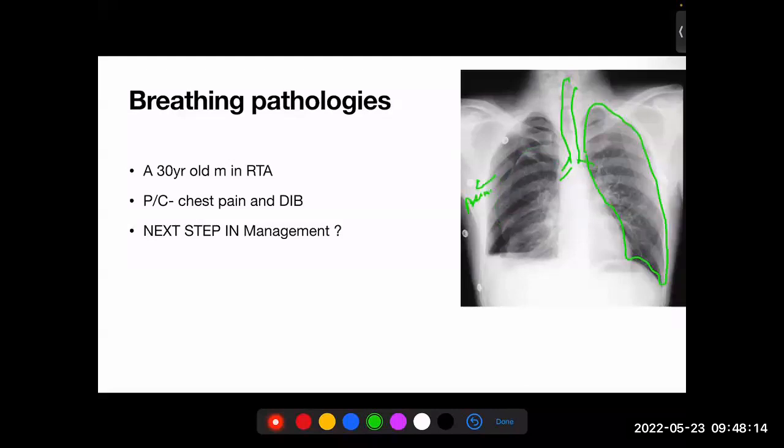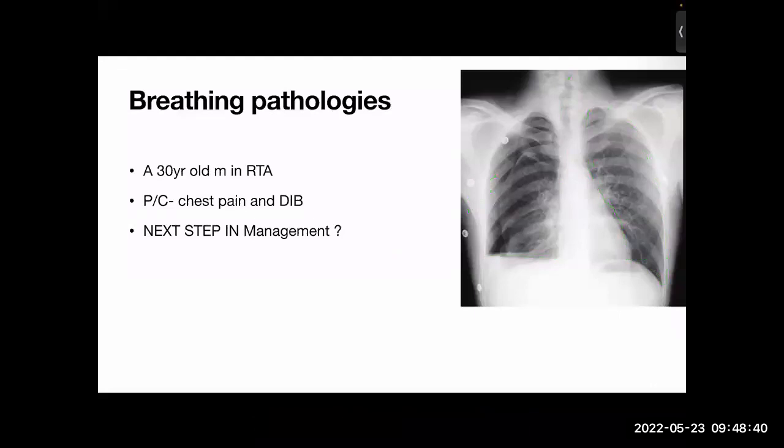And then do you see this? Where's our costophrenic angle? It has blunted. And then do you see this air fluid level here? My friend, we don't call this meniscus. What do you call it? Air fluid level. It is air fluid level.